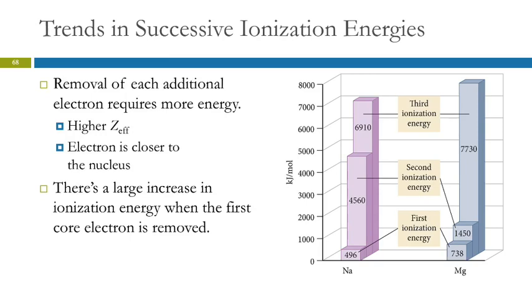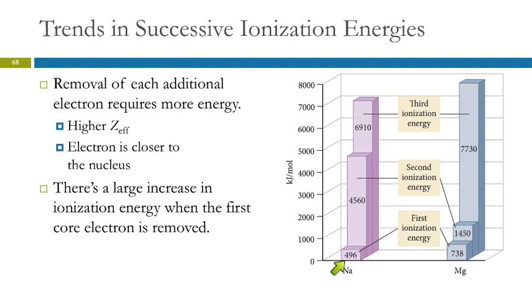Much of this is because as you remove electrons, you get a higher effective nuclear charge on the remaining electrons. They get pulled in closer, and so then they're harder to remove. So let's look at sodium and magnesium. For sodium, its first ionization energy is 496 kilojoules per mole. The second ionization energy is almost 10 times higher.